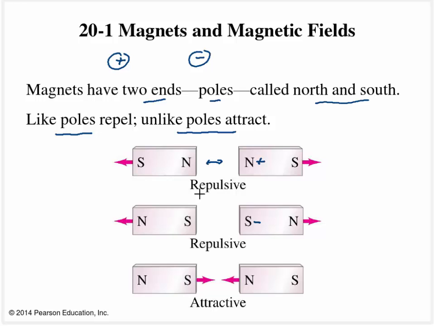So you put two norths together, it's going to repel. Same for two south, they're alike, they're going to repel. You bring a north in close to a south, and it's going to attract.